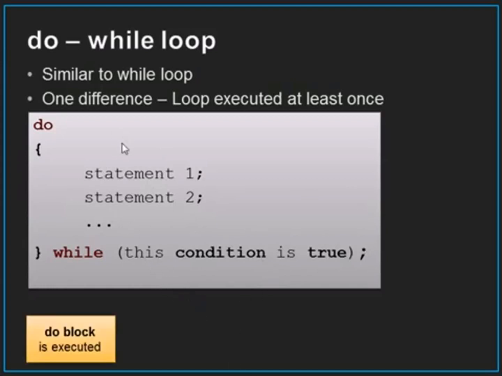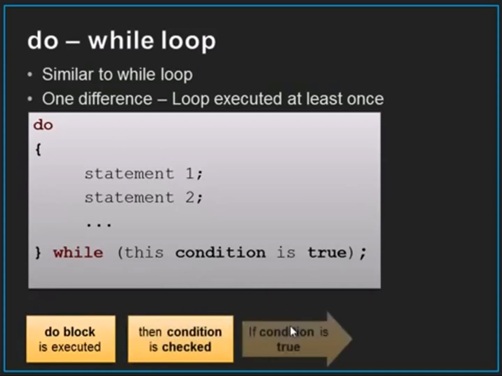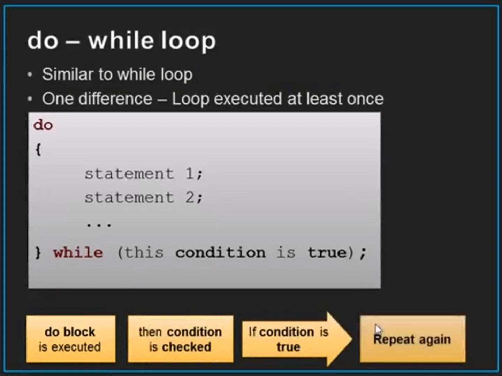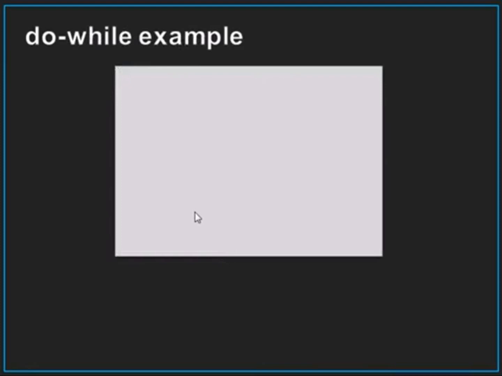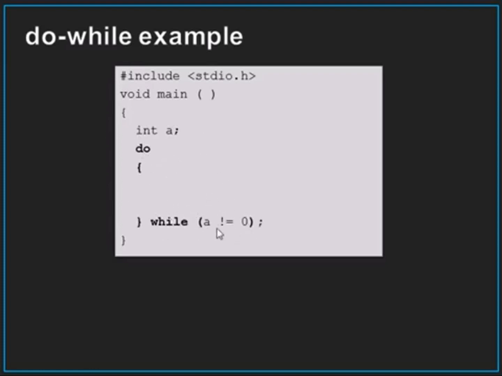Now the do block is executed first, then the condition is checked. And if the condition is true, the control goes back to do and executes the statements again. Let us see an example of the do while loop. As usual, we have the main function. In this we are declaring an integer a, then we are repeating some statements, and the condition is such that if a is not equal to 0. Let's see what we have.